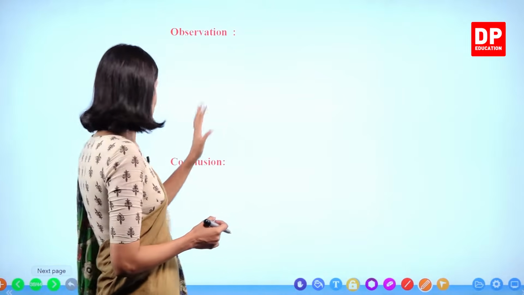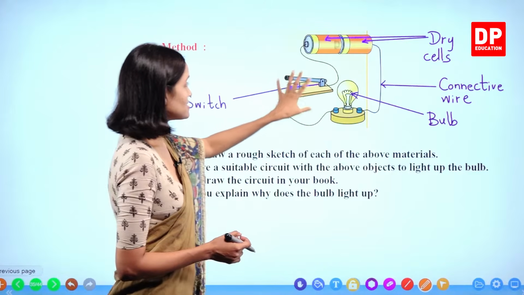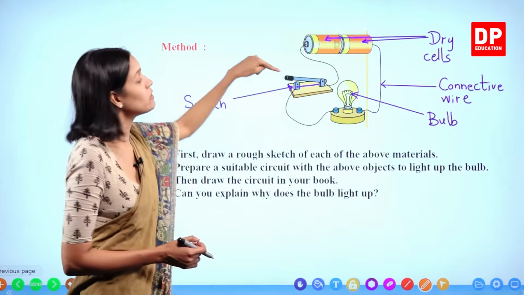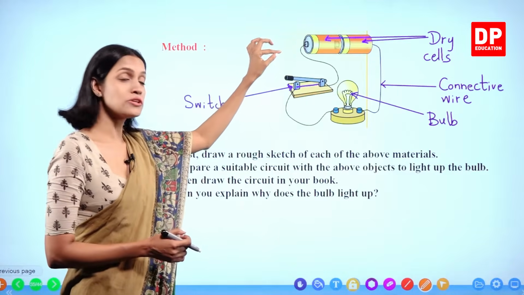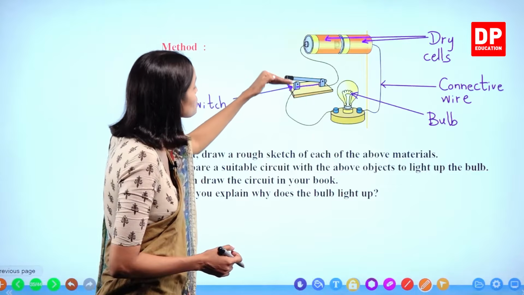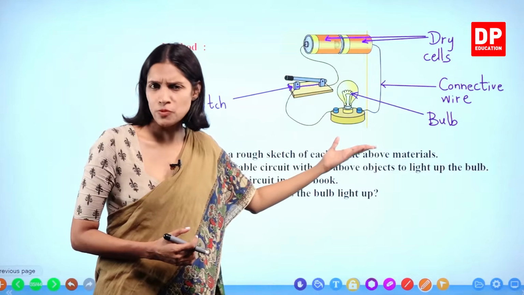Right, children? So you observed what happened. Do you remember what we did? We set the circuit like this. This is a very simple circuit. What happened when we close the switch? When we put the small lever down, which is known as closing the switch, right? When the switch is closed, what happens? The bulb lights up. Why is this possible, children?